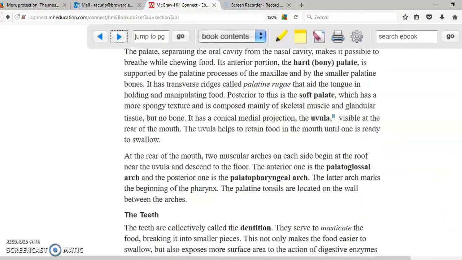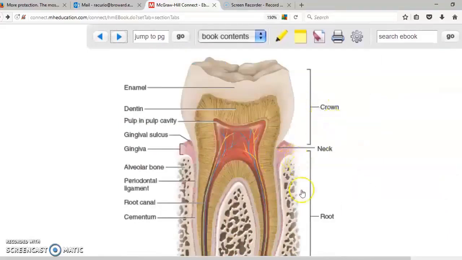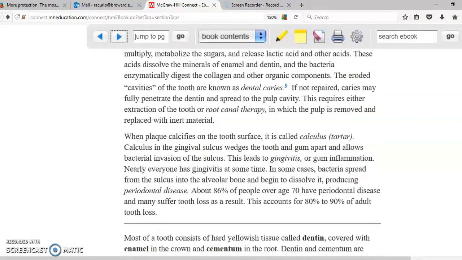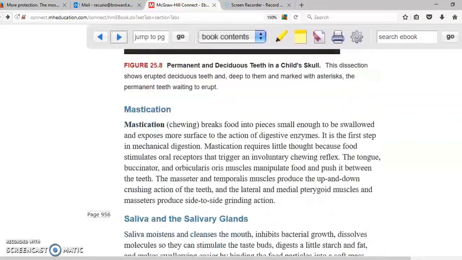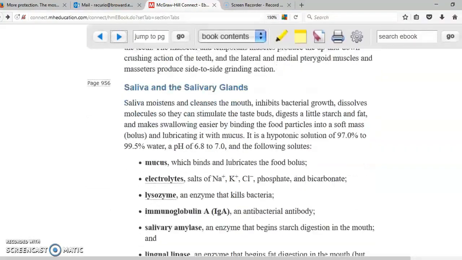Next item in here is the teeth. The teeth has at the top the crown, the middle is the neck, at the bottom is the root. So we keep scrolling down. Mastication. Mastication is basically digestion. The first part of digestion starts with your teeth. Then we have saliva and salivary glands.